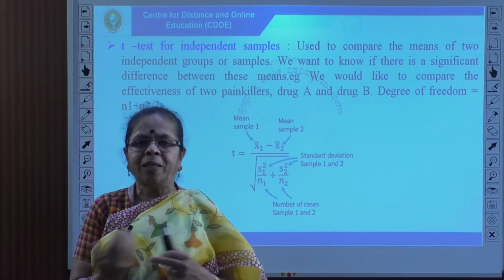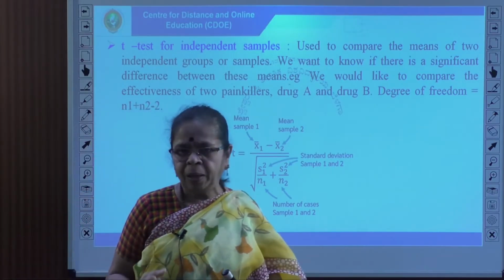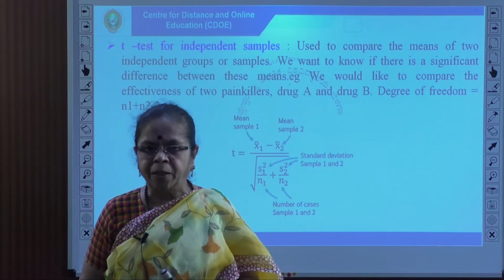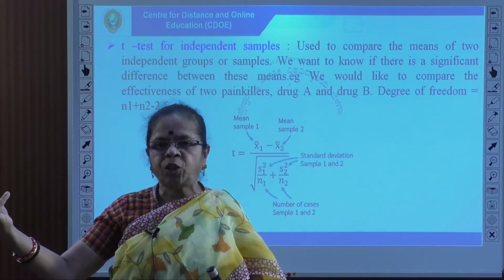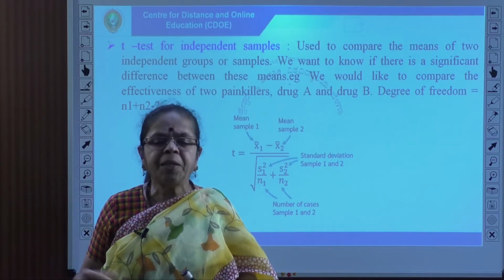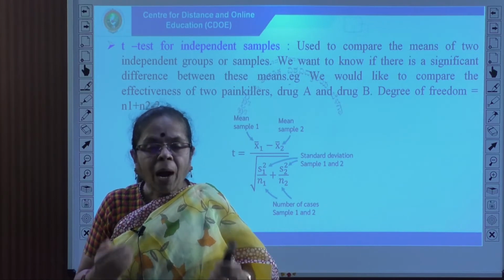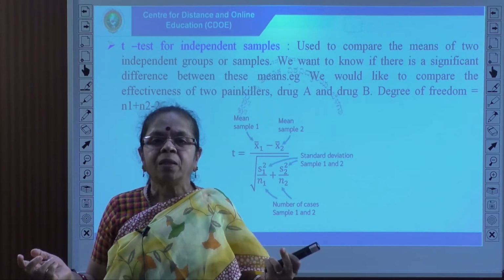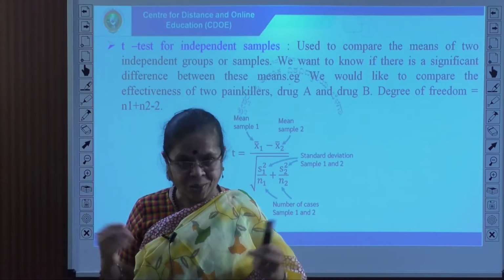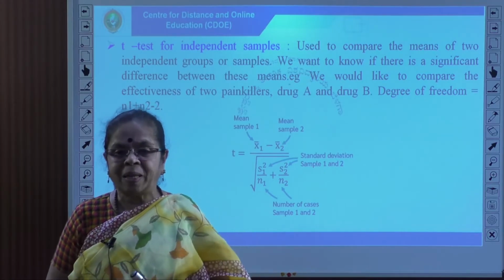and I want to know whether there is a significant difference. For example, I sample 100 people in one group and another 100 people in another group. I find their average height is say 170 centimeters, and here the average height is 165 centimeters. Now, I want to see whether this difference, in the sample size I have chosen, that is of 100, is significant or not. This is the t test for independent samples.